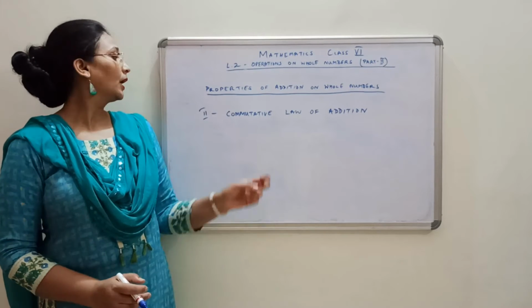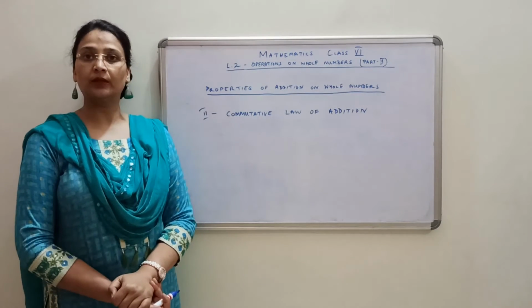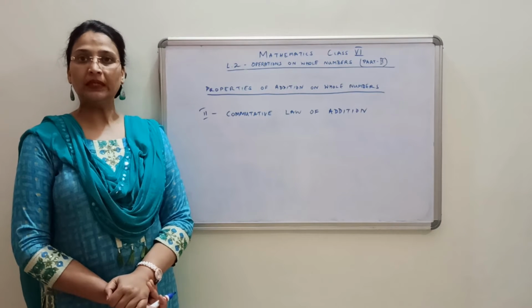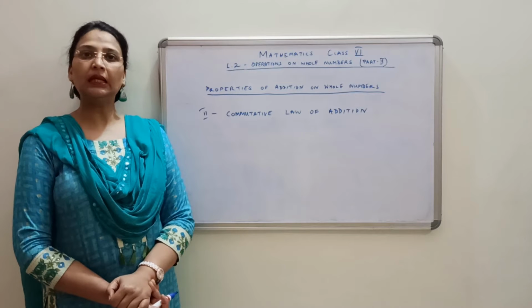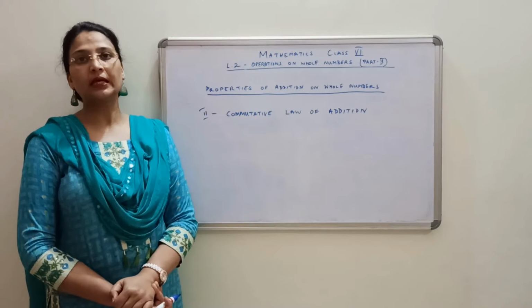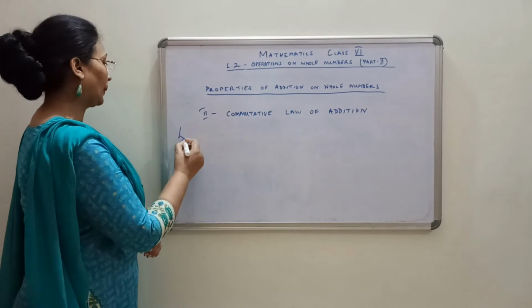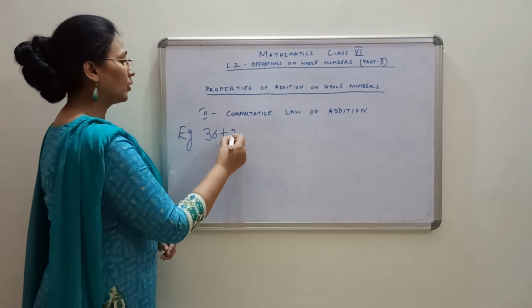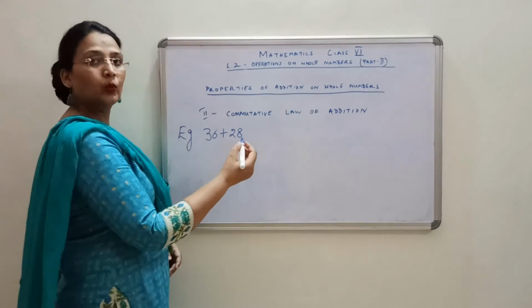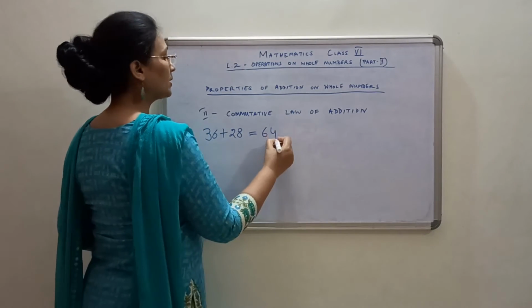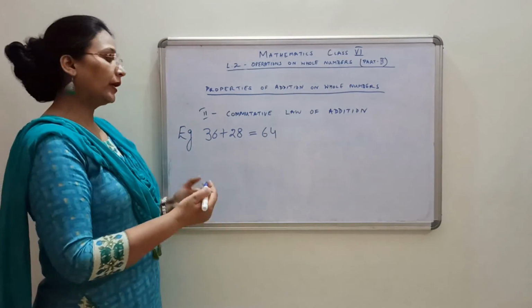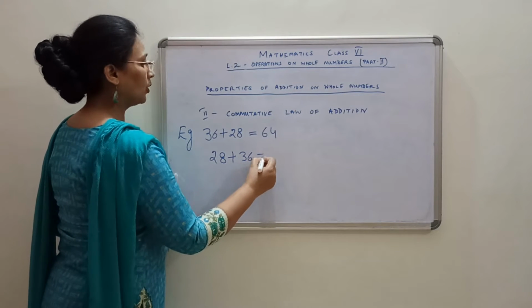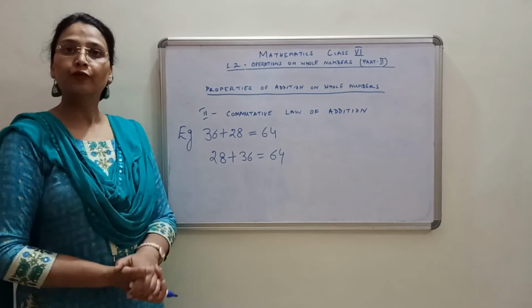Second property is commutative law of addition. The addition of whole numbers is commutative, which means that the whole numbers added in any order will give the same result. Example, 36 plus 28 equals 64, and you can write in other sense that 28 plus 36 is also 64.